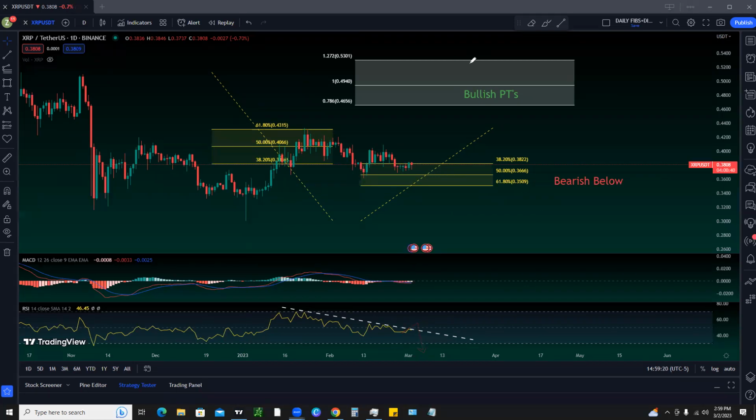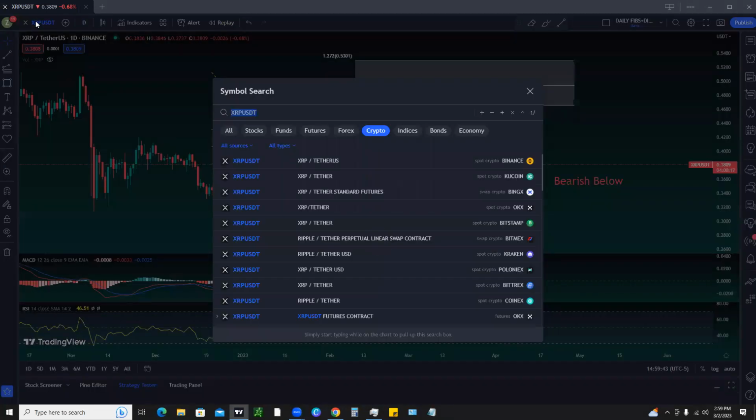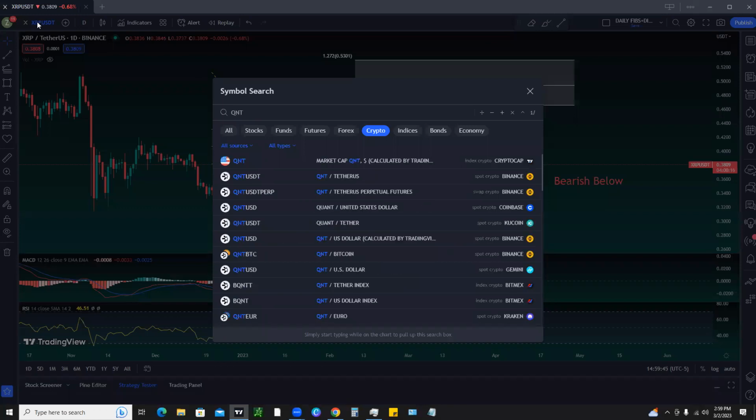All right. The next one we're going to take a look at, well, let me give you guys the bullish price targets real quick for XRP. Okay, so if XRP can continue heading upwards and take out the 0.4315 level, above there we have 0.4656, 0.4940, and 0.5301 as some of the bullish price targets that we're going to be looking at. Okay, and we'll go over to Quant next and take a look at Quant.